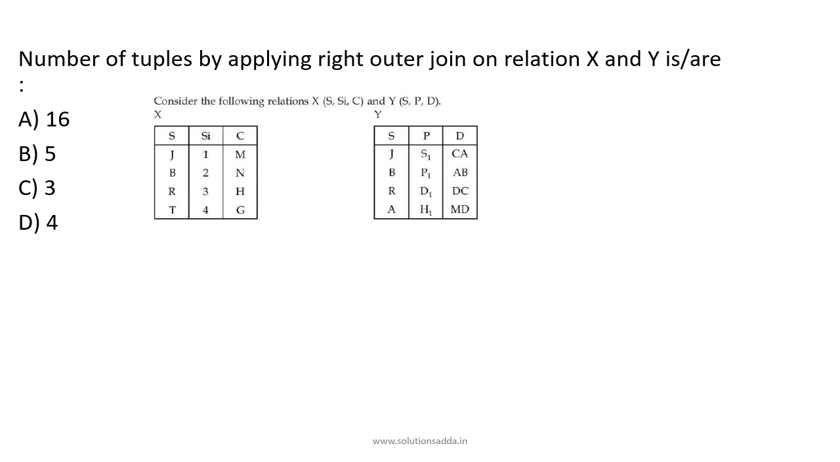Next question is, number of tuples that are obtained by applying right outer join on relation x and y is what? So we are applying right outer join based on these column values. So J will be present, B will be present, R will be present, as well as A will be present. So 4 tuples will be present. So from the options, option D, 4 is the correct answer here.